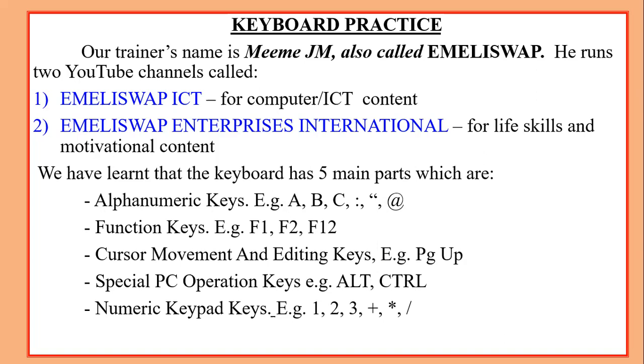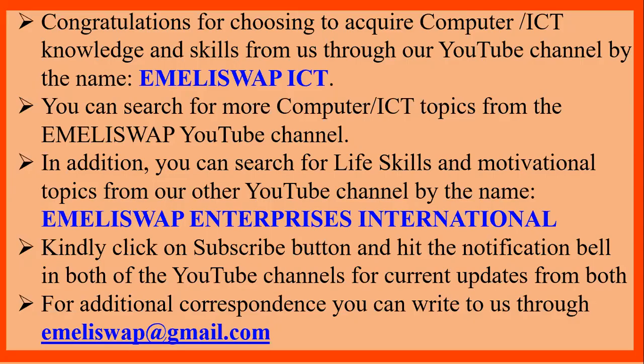Then we have another paragraph which states, we have learned that the keyboard has 5 main parts, which are hyphen alphanumeric keys. And then we have the symbols there, e.g. ABC and those other characters. Then we have the line for functional keys, e.g. F1, F2, F12, cursor movement and editing keys, e.g. PG up, special PC operation keys, e.g. Alt, Control, numeric keypad keys, e.g. 1, 2, 3, plus, multiplication sign, and the rest. You are required to type the text as it is.